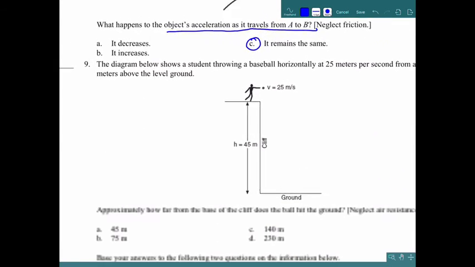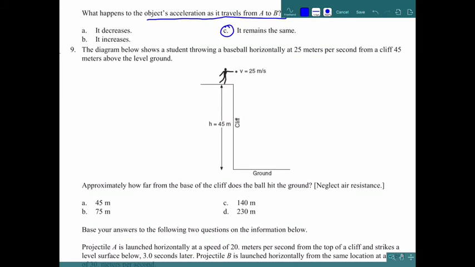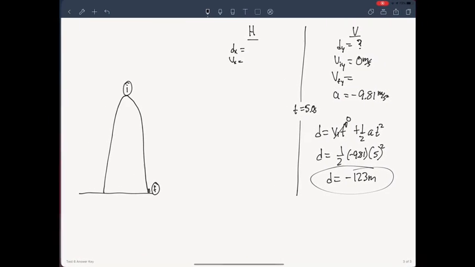Question 9. The diagram shows a student threw a baseball horizontally at 25 meters per second from a cliff that's 45 meters above the ground. How far from the base of the cliff does the ball hit the ground? That would be dx. If we had time, this would be really nice, but we don't. So let's go ahead and set this question up.